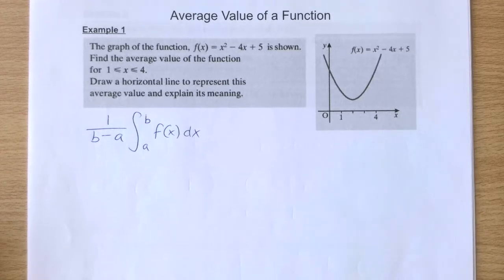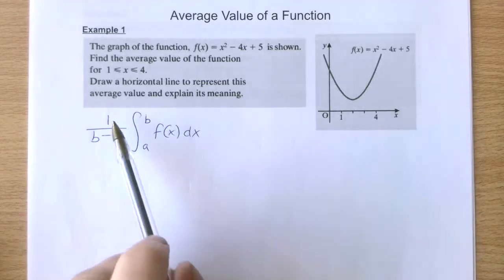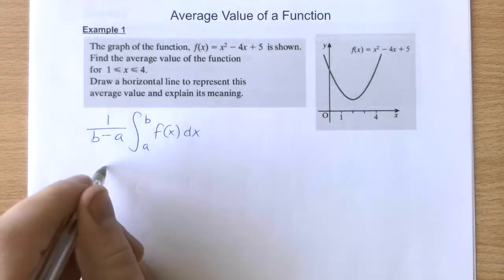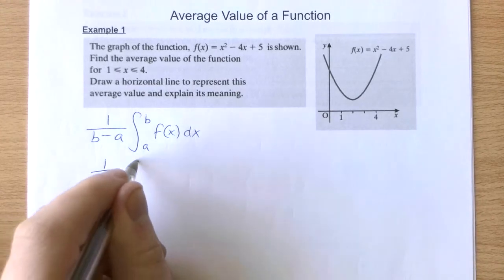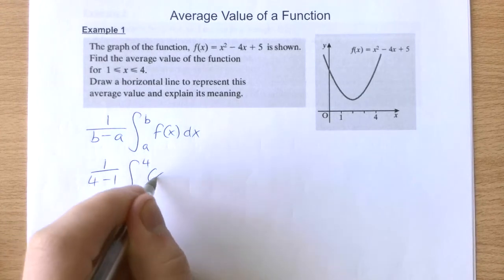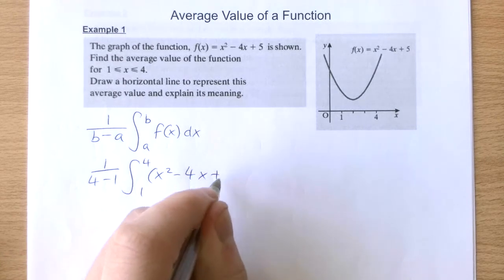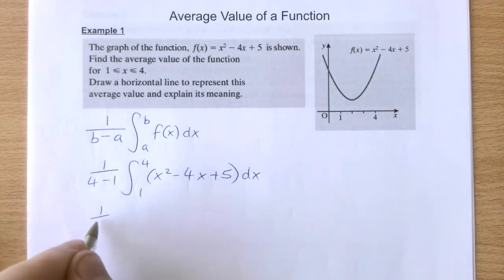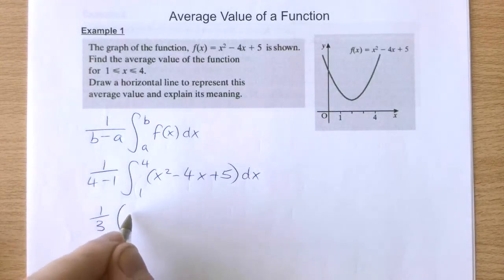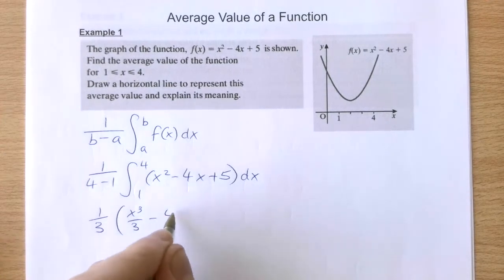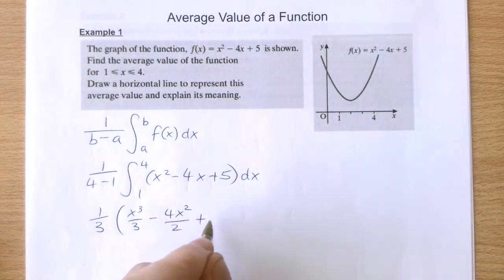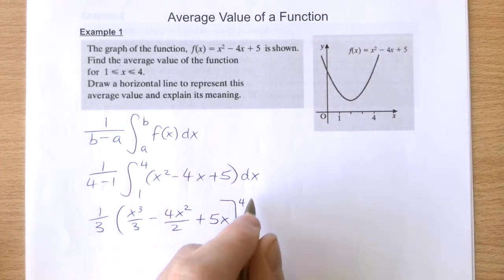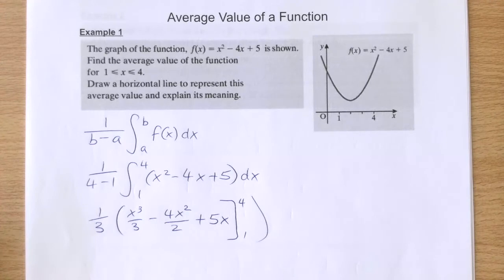First of all, we need to find the average value. So we're going to sub our values into the formula. This is my b, this is my a, and this is my function. So it's going to be 1 over 4 minus 1, the integral between 4 and 1 of x squared minus 4x plus 5 dx. So I have a third of the integral, which is x cubed over 3 minus 4x squared over 2 plus 5x. I have to find that integral between the values of 4 and 1, and then get a third of my answer at the end.